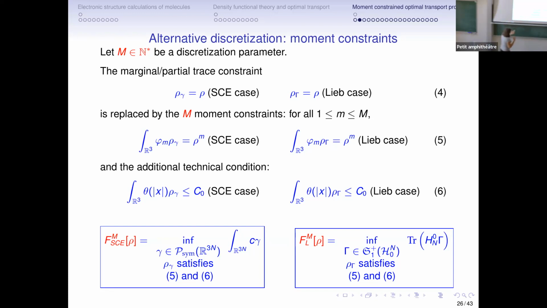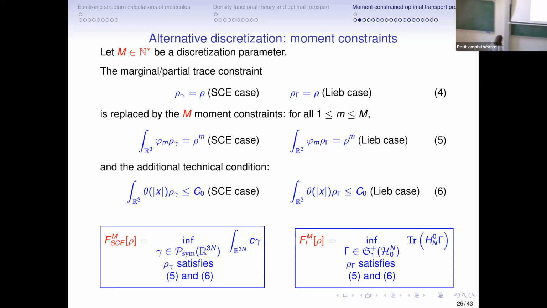To define these moments, you need to introduce some functions phi_m, which will play the role of moment functions. You have to choose them well in order to have accurate approximations, and this is a whole question in itself. But assume for now that you've found m relevant moment functions to use. Instead of having the full electronic density constraint, you only impose that the integral of these test functions phi_m times the electronic densities of either the measure gamma or the operator gamma are equal to the moments of the electronic density rho that you've chosen.